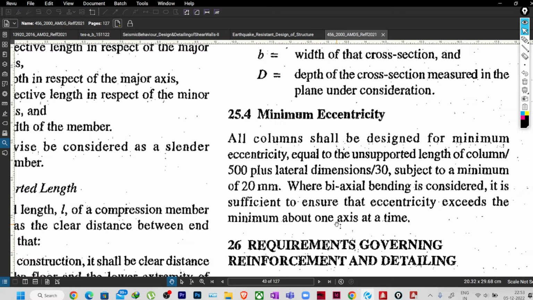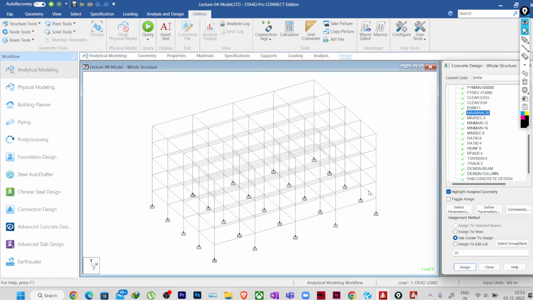That means we'll be checking both the axes, and whatever is higher we'll be considering. It is sufficient to ensure the eccentricity exceeds the minimum about one axis at a time. In that case there is another command that I will be showing you.